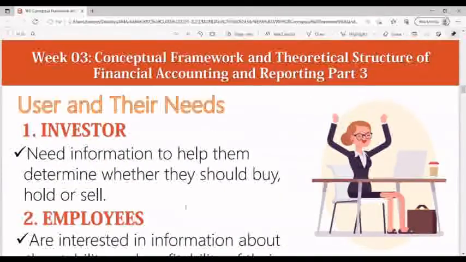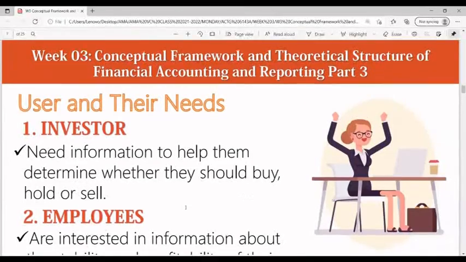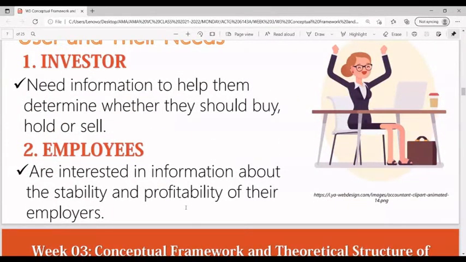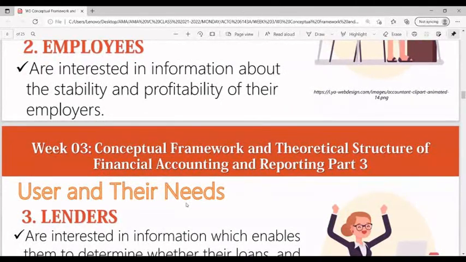For the users and their needs, first are the investors. Investors need information to help them determine whether they should buy, hold, or sell, while employees are interested in information about the stability and profitability of their employers. Of course, because if there is stability and profitability of the employers, the employees are secured that they still have their salaries and wages.